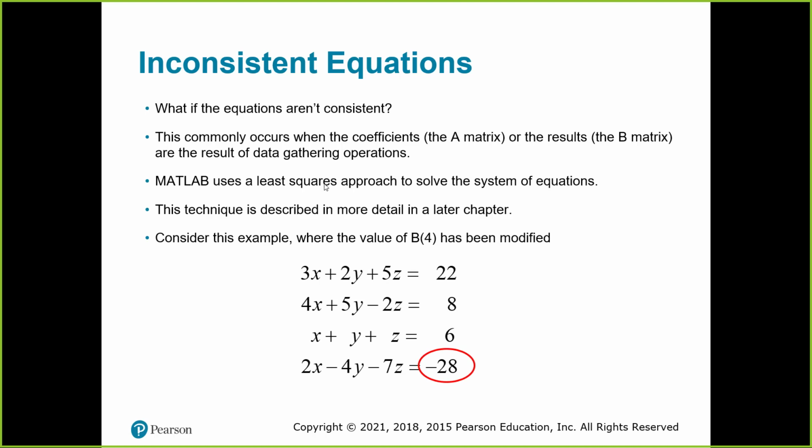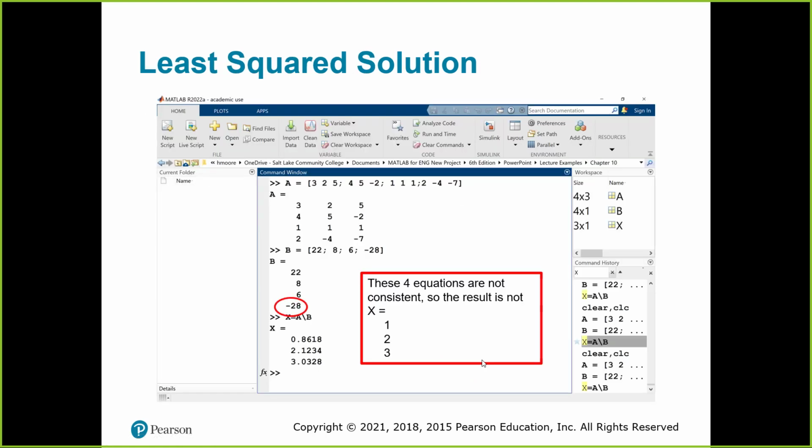So anyway, here we've got the same first three equations, but the fourth one changed to a minus 28 instead. And so it calculated it, and the solution that before came out 1, 2, 3, this time has just a little bit of difference in there.